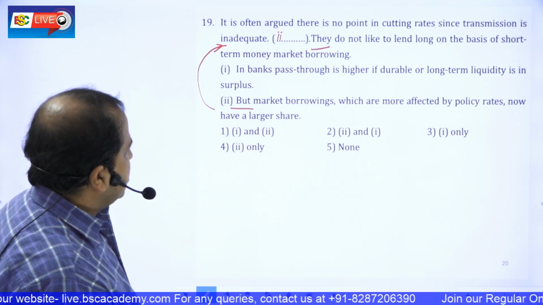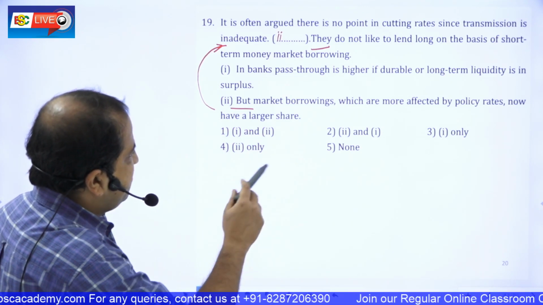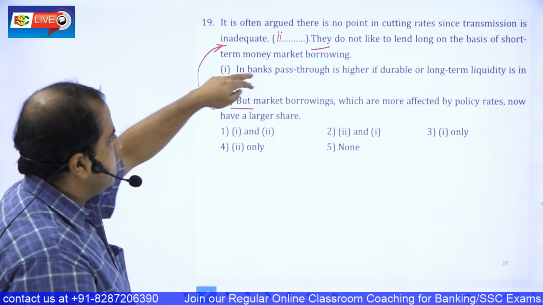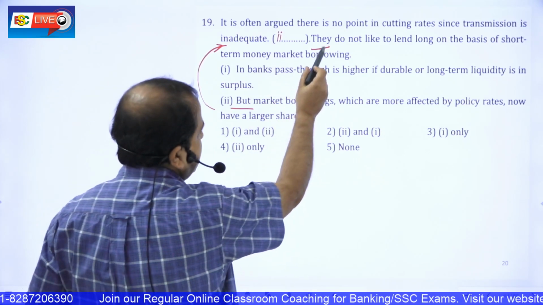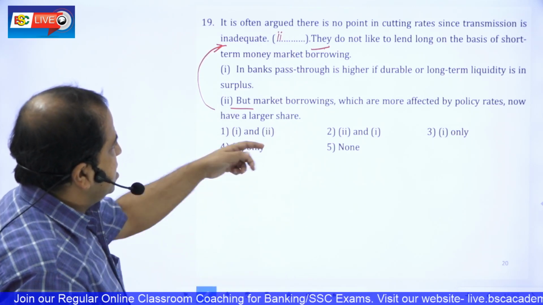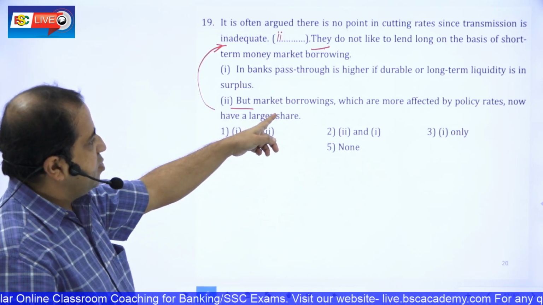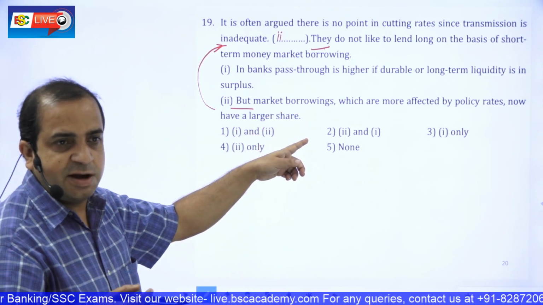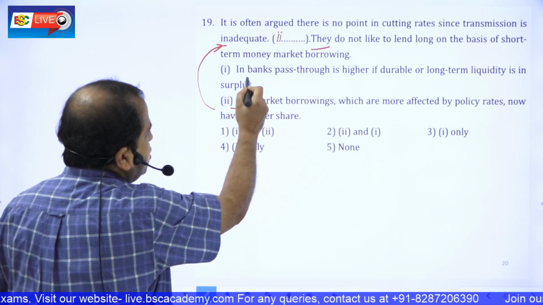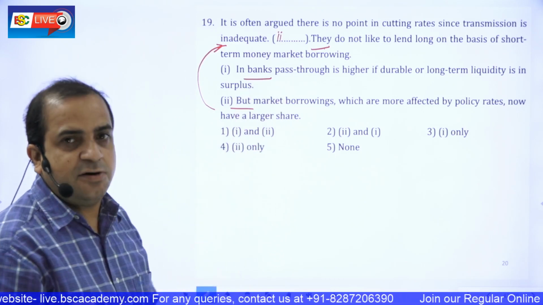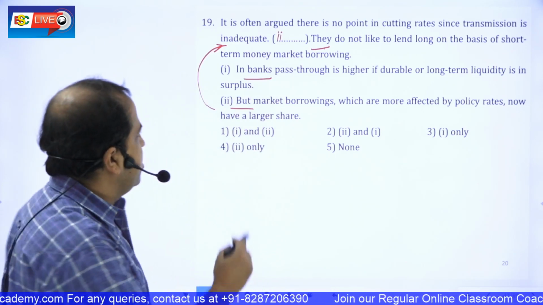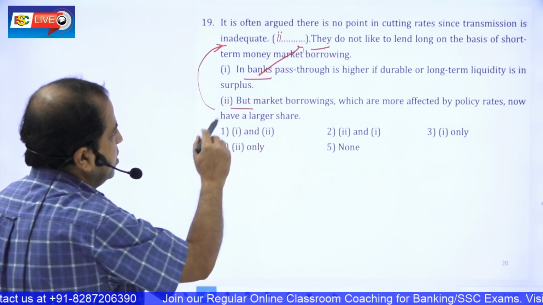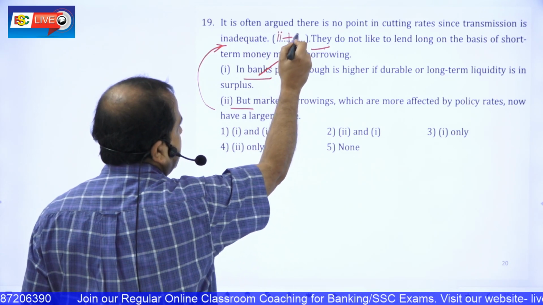And then further, in banks pass-through is higher if durable or long-term liquidity is in surplus, which explains it further. You can also see that the word 'they' is used here. So who could 'they' be for? Here there are market borrowings. They do not like to lend. Market borrowings do not like to lend? No, that makes no logic. Here there are banks. Who will not like to lend or like to lend? Banks. So that is why it is connected from here. So that is one more reason why we can take 1 after 2.